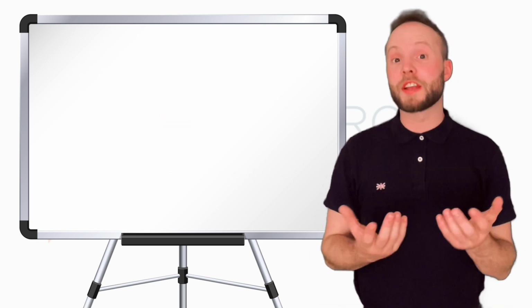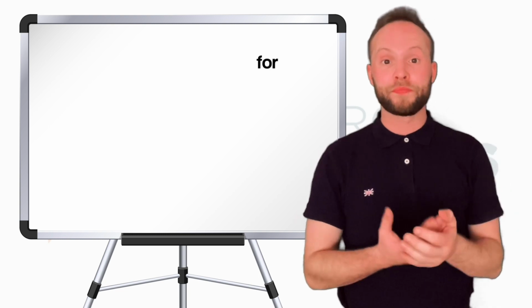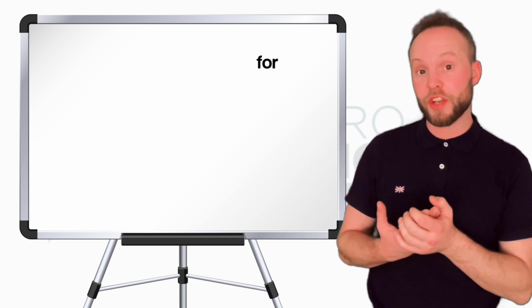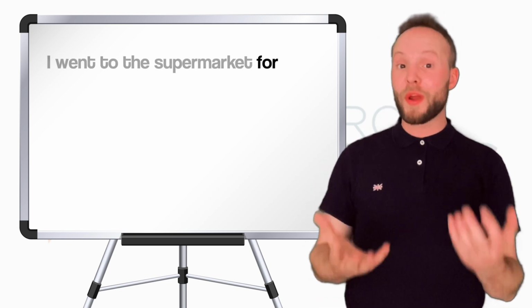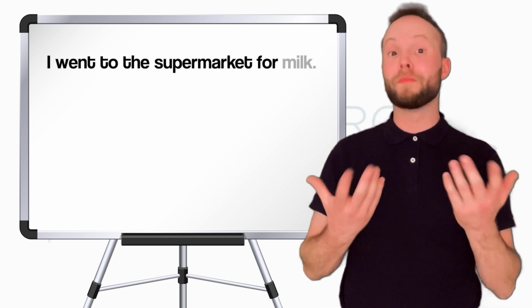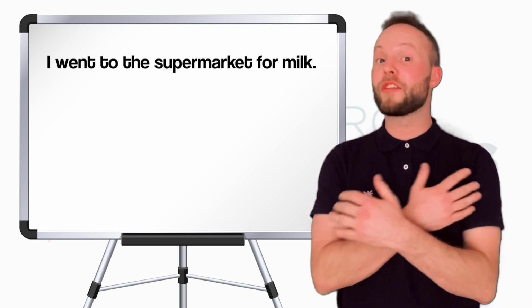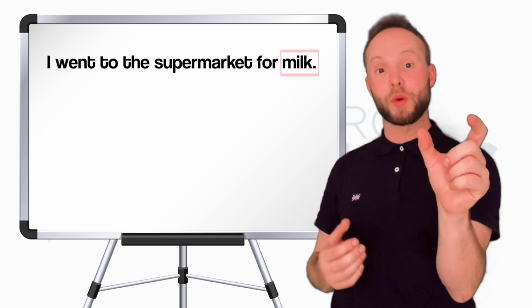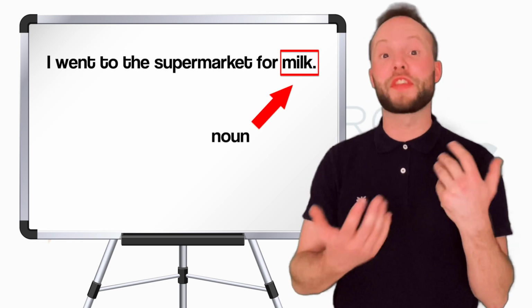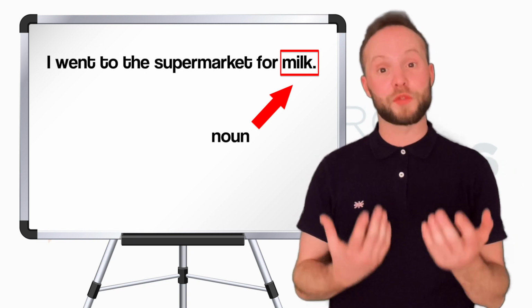The final connector for purpose that we're going to see today is the word for. And again, we have a new structure to manage. Here's an example. I went to the supermarket for milk. Here we have no verb and no full idea. We only have the word milk, which is a noun, a thing, after the connector for. And this is our final structure.